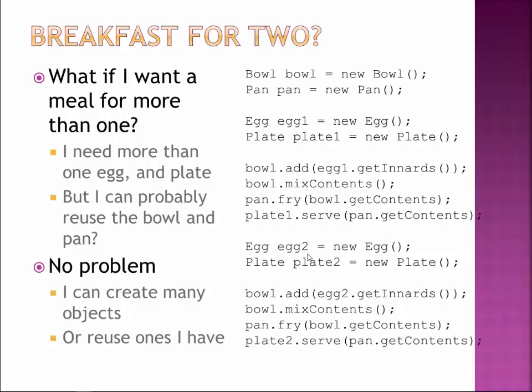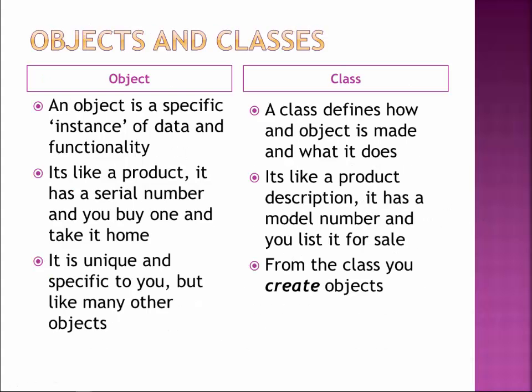Then I go get a second egg and a second plate. Take the same bowl, get the egg innards, mix the contents, fry that up in the pan, and serve the second one. So now I can have flexible code. I have easy to move around pieces. I can reuse the pieces that make the most sense, and I can create new ones when I need to create new ones. We're not going to share an egg, but you don't care about sharing a pan.